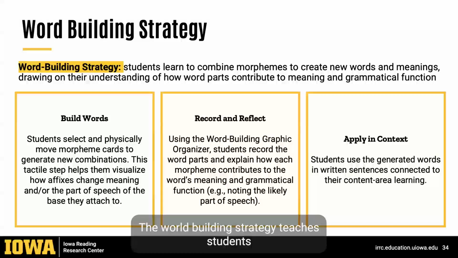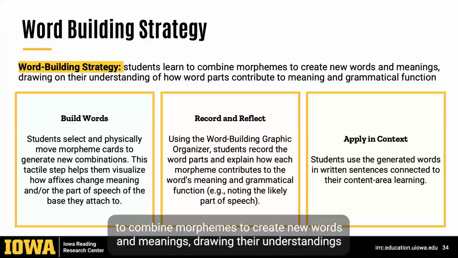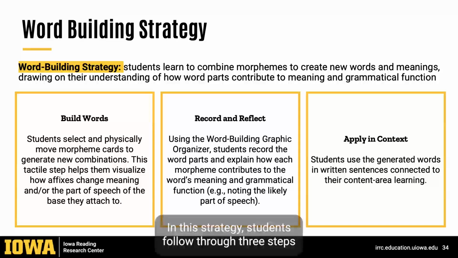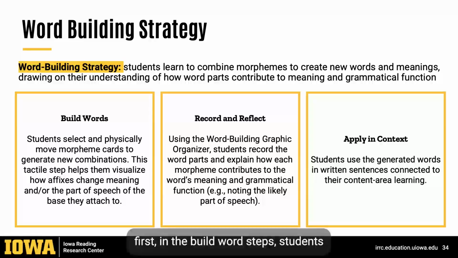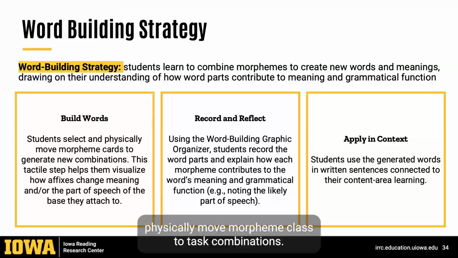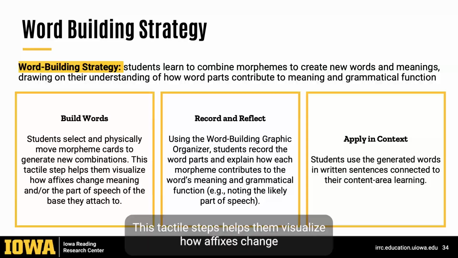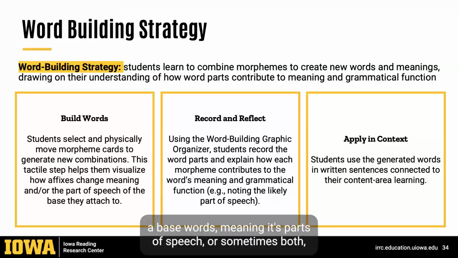The word-building strategy teaches students to combine morphemes to create new words and meanings, drawing on their understanding of how word parts contribute to meaning and grammatical function. In this strategy, students follow 3 steps. First, in the build word step, students physically move morpheme cards to test combinations. These tactile steps help them visualize how affixes change a base word's meaning, its part of speech, or sometimes both.